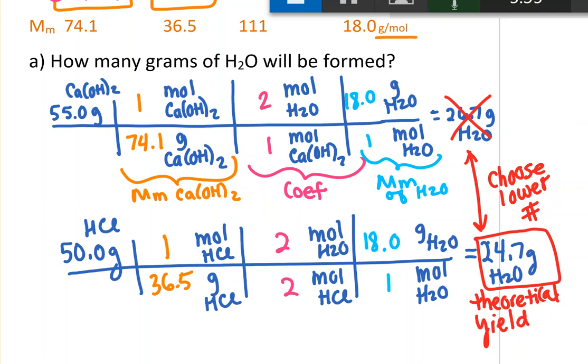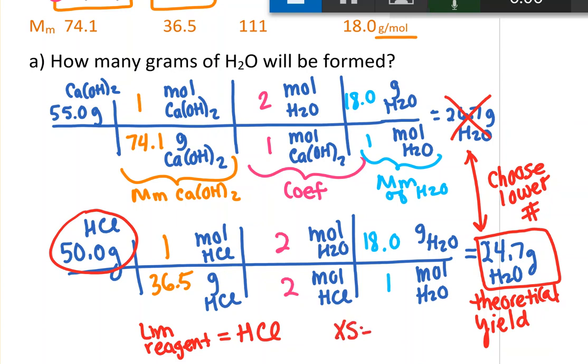It didn't ask this, but just to clarify, if I wanted to know what the limiting reagent is, remember reagent means reactant. And so the limiting one is the reactant that predicted this lower number. So I'm going to go back here. This is the reactant that predicted the lower number. And it's not really the amount of it. The substance is HCl. And the excess reagent is the calcium hydroxide. The one that over-predicted the product.